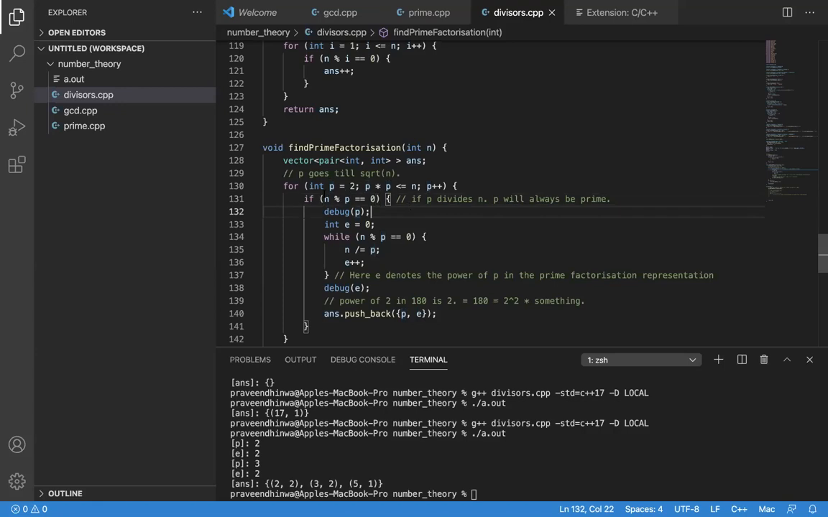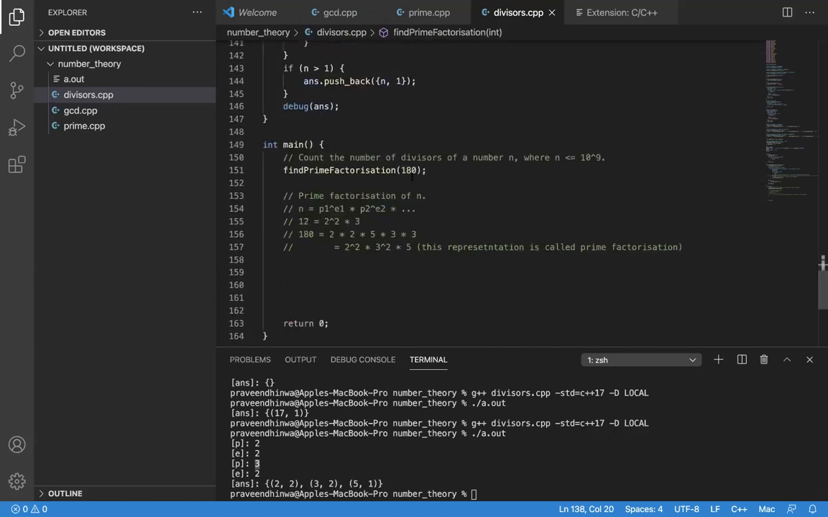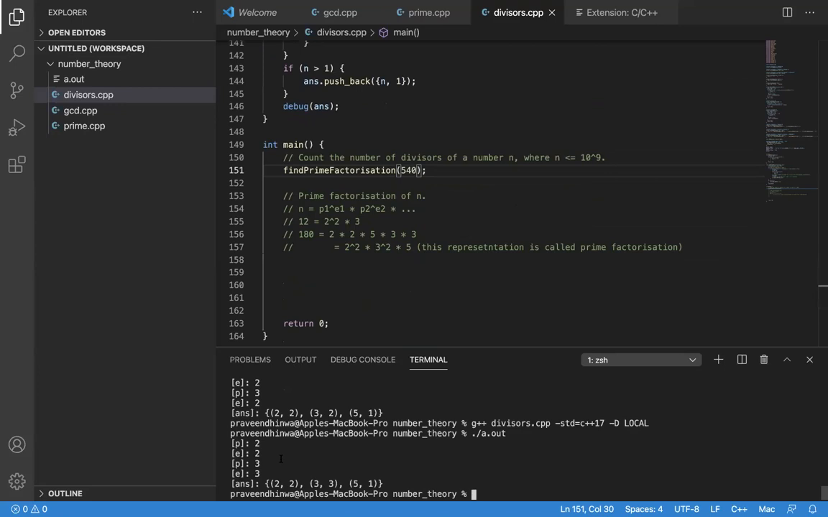So then what will happen? In the next loop, p will become 3, and in 45, it will find powers of 3. And you can see that the power of 3 is 2, and it will push back. If you want to see, let's see for 540, and you can see that power of 2 is 2, power of 3 is 3.